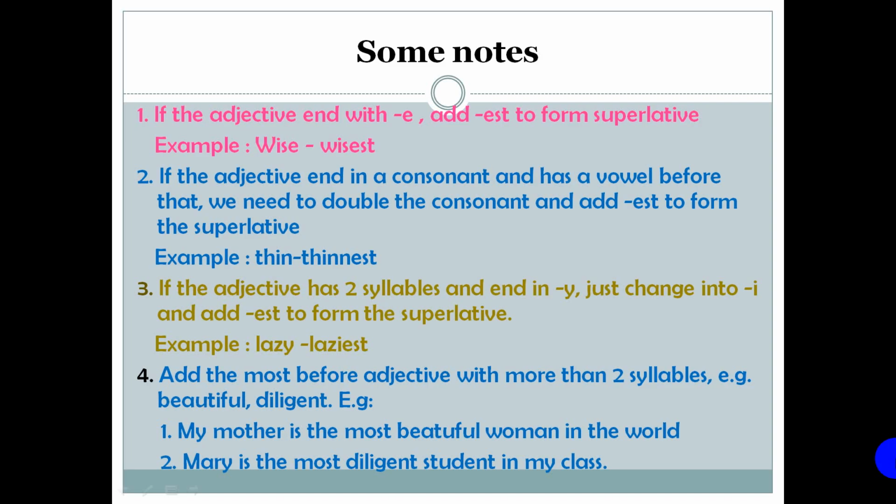We have some notes about it. If the adjective ends with e, add est to form the superlative. For example, wise becomes wisest. If the adjective ends in a consonant and has a vowel before that, we need to double the consonant and add est to form the superlative. For example, thin becomes thinnest. If the adjective has two syllables and ends in y, just change y into i and add est to form the superlative. For example, lazy becomes laziest.